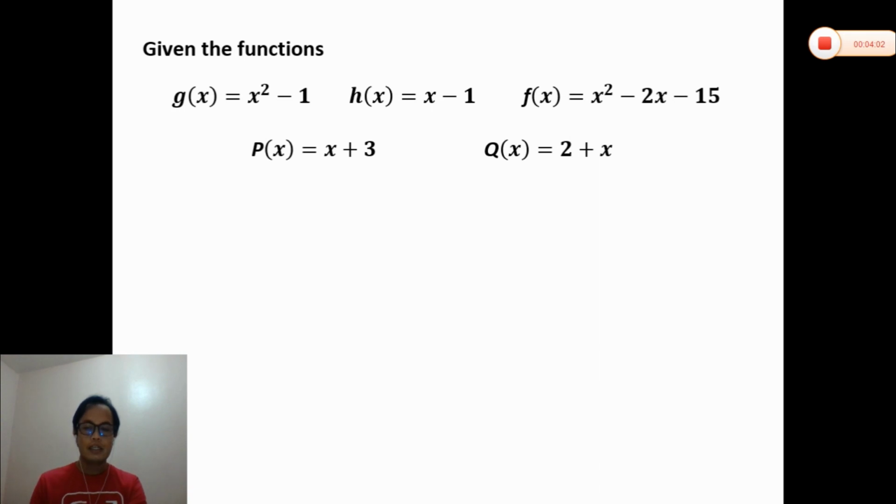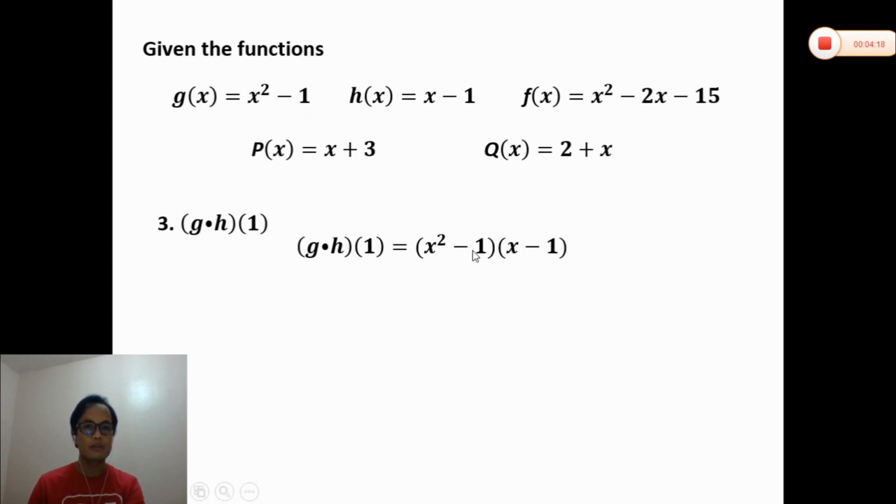Next, example 3. Still given the same functions, and you are told to find the product between g and h. So to write this function, we have our g is x squared minus 1, and our h is x minus 1. Since this is a binomial and this is also a binomial, we need to use the FOIL method.